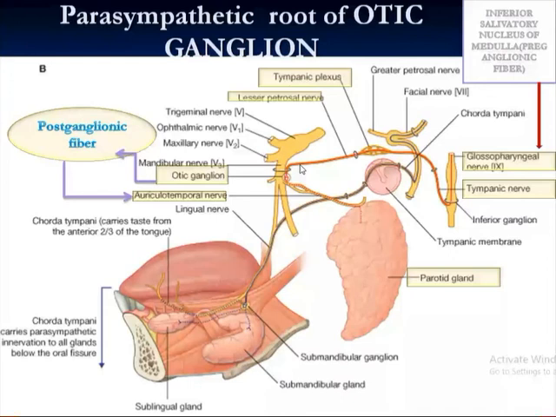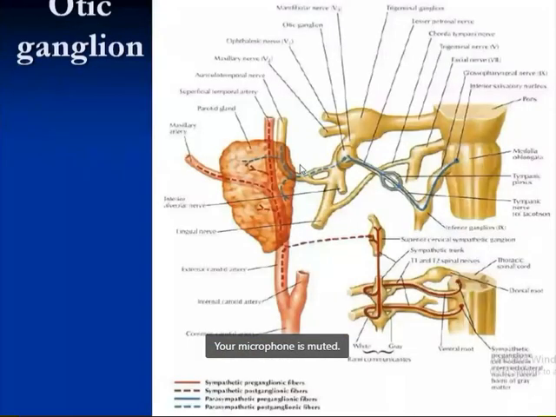Now let's see the parasympathetic supply to the parotid gland. So what will the otic ganglia do? The otic ganglia is mainly secretomotor. It will provide the secretomotor fiber to the parotid gland. So this secretomotor fiber to the parotid gland arises from the otic ganglia. You can see over here this otic ganglia gives the parasympathetic outflow to the parotid gland.